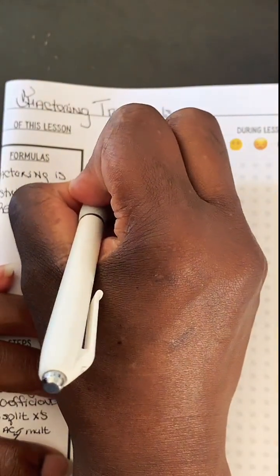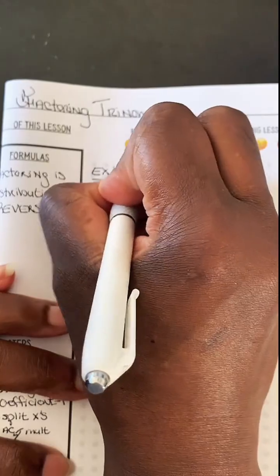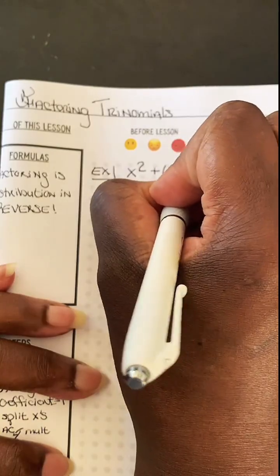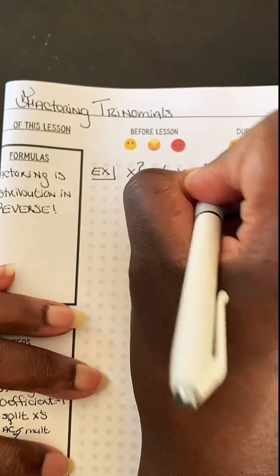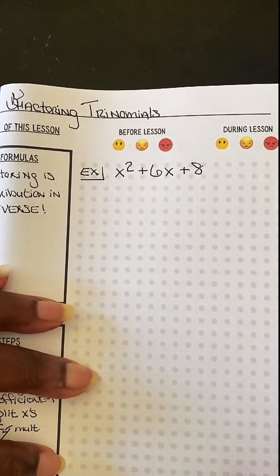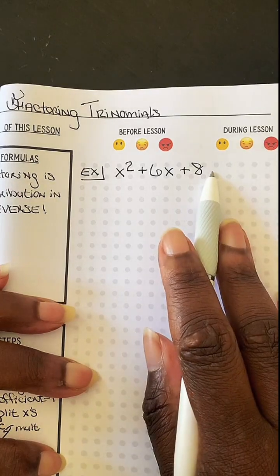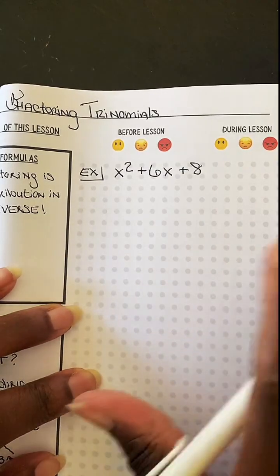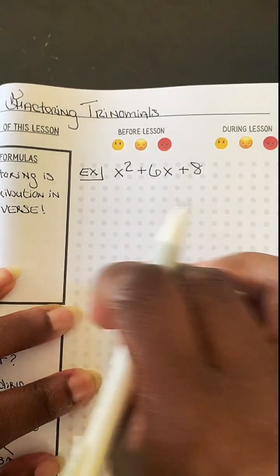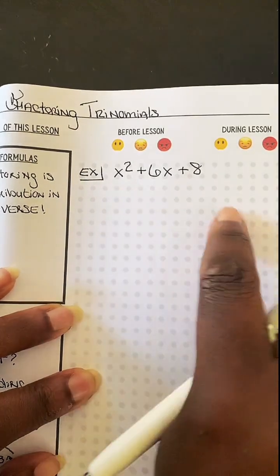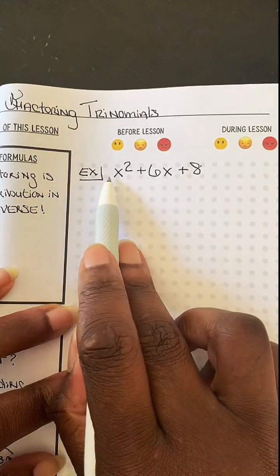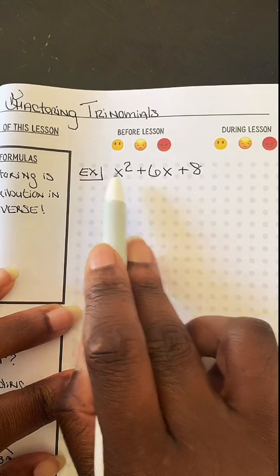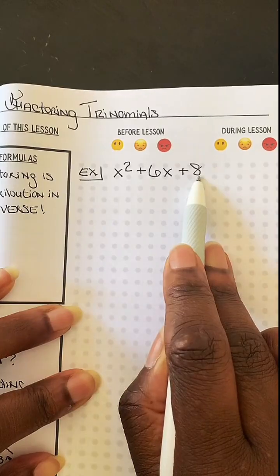So my first example is going to be x squared plus 6x plus 8. Okay, we are not solving. There's no equals 0. There are no functions. We're just trying to break it down into factored form, aka my 2 parentheses. First off, the number in front of that x squared is a 1. So we have a 1, we have a 6, and we have an 8.